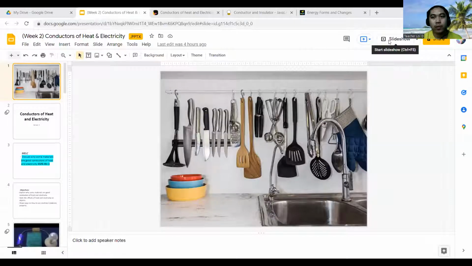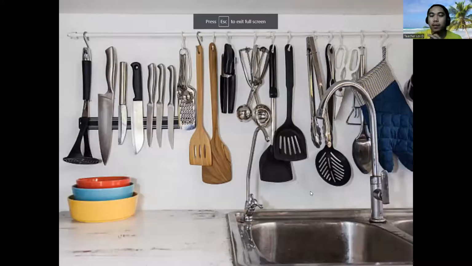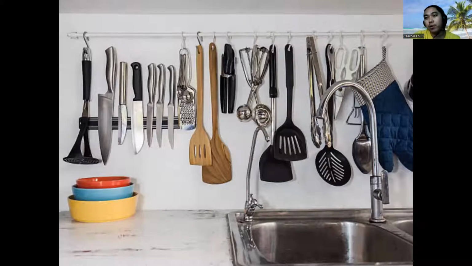So, may i-share ako sa inyong screen. So, sa bahay natin, meron tayong mga tools or materials na ginagamit natin sa pagluluto, katulad ng nasa picture na ito. Kahit anong mga bagay or tools na napapakinabangan natin sa bahay.